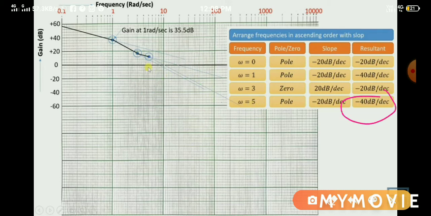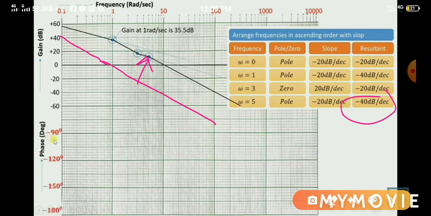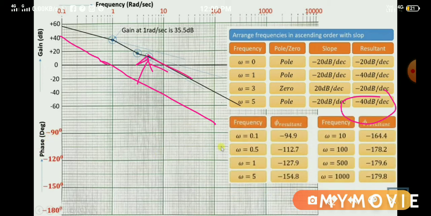Now the next corner frequency is omega equals 5, that is minus 40 decibel per decade. So keep the scale at minus 40 decibel per decade. Then take a parallel line. As there is no next corner frequency, we are just extending the line a little bit, right? So this is the magnitude plot.